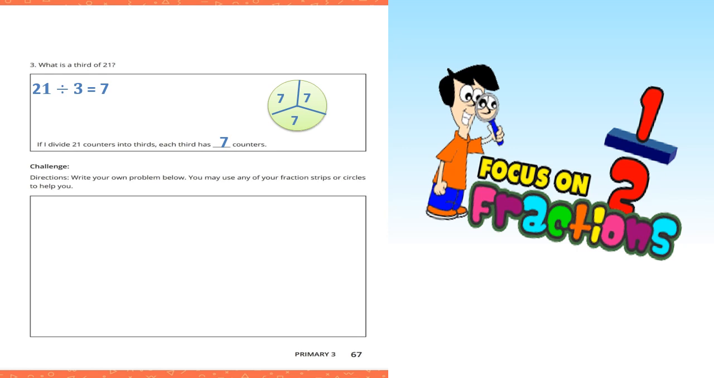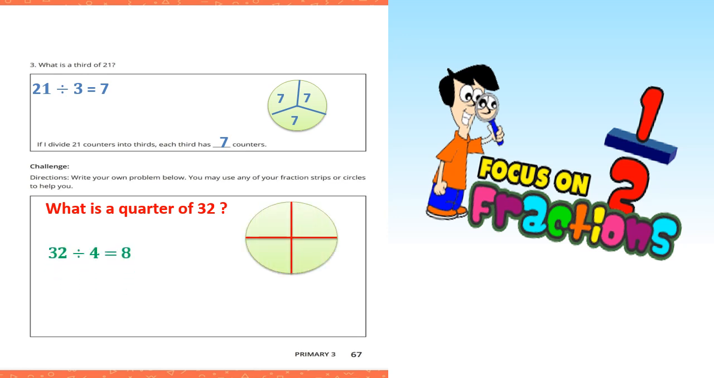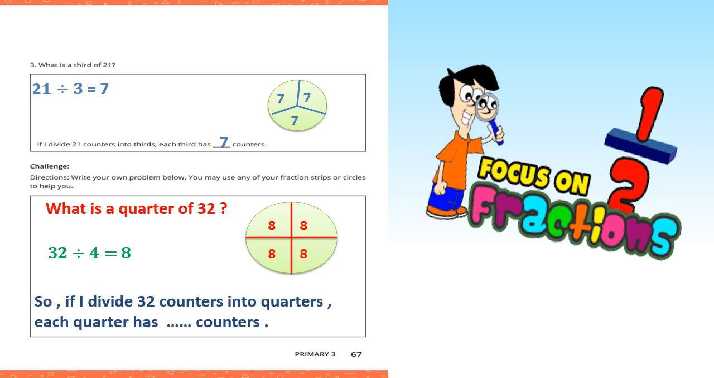The challenge part here, he wants you to use your fraction strips to make a problem like this. If we said, what is a quarter of 32? Quarter means 1 over 4. So 1 over 4 of 32 means 32 divided by 4. So each fourth will have 8 inside it. If we divided 32 counters into quarters, each quarter has 8 counters.